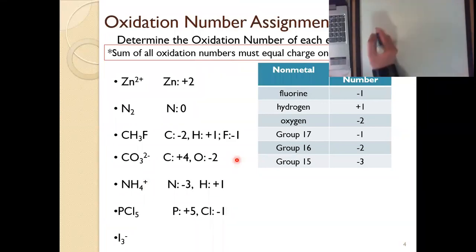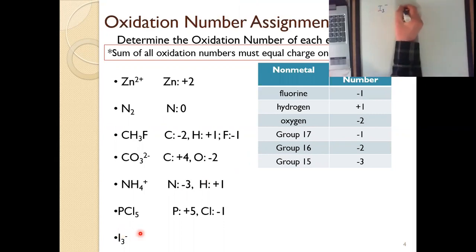And finally, one more example, the triiodide ion. This is the correct formula of that substance, I3 minus. So this ion is composed of 3 iodine atoms. So 3 times the oxidation number of iodine must equal the charge. Charge is -1. As a result, what we conclude is that the iodine atom has an oxidation number of -1/3. And that's an important idea, is that when we determine the oxidation numbers of these elements, we're determining the oxidation numbers of each individual atom.